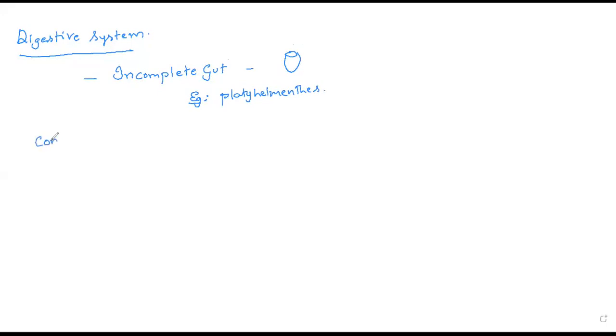Next one is complete gut. Complete gut means it is having two openings. One is the, now don't raise your hands, please listen. After that I'll give you a chance to rectify your doubts. Complete gut we can use another word, it is also called as tubular gut.